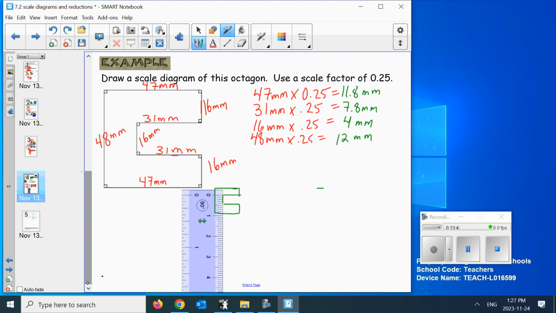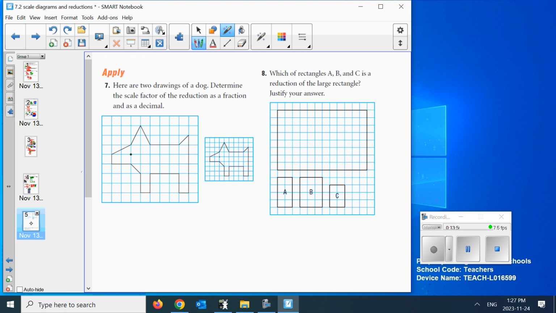Good. Okay, let's flip the page. Here's 2 drawings of a dog. They're done. You don't have to draw these. Yeah, it's the wolf. It's very hungry. Okay. Determine the scale factor of the reduction as a fraction and as a decimal. Remember, we use the letter K often just to represent that. So K is equal to the scale diagram measurement over the actual or original measurement, right?